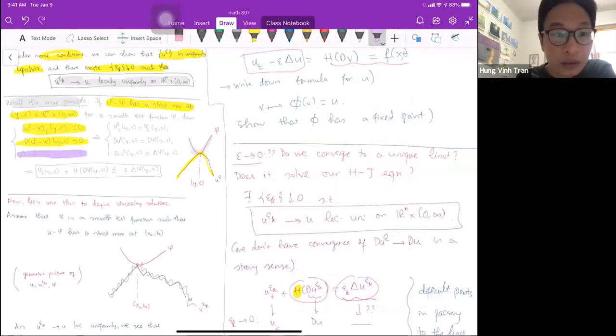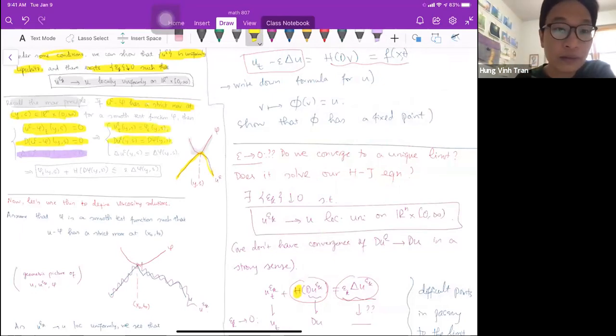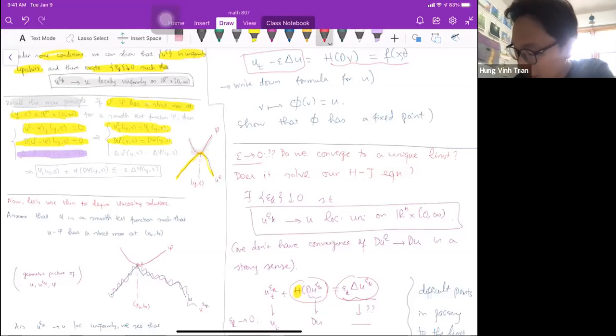Hold on, I think there was a typo there. So you see that the gradients are 0, so that means the gradient of u equals the gradient of phi. I'm saying the gradient in x and also the time derivative are equal. And the Hessian or the Laplacian, I can compare them, right? So I would have the Laplacian of u epsilon at y_s is less than or equal to the Laplacian of phi at y_s.